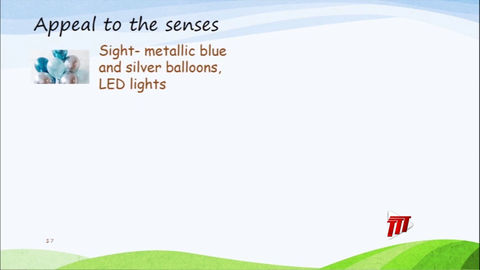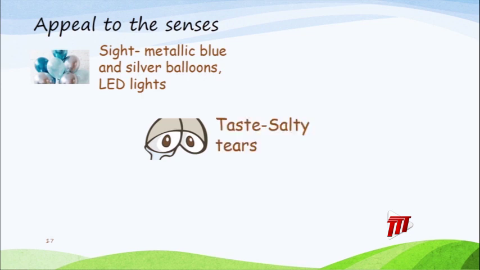The writer spoke of silver and metallic blue balloons and LED lights that were strung along the backyard. He also appealed to the sense of taste when he spoke of the salty tears. Normally, this would not appeal to the sense of taste, but because of the way it's used in the story, "a river of salty tears streamed down my cheeks," one could well imagine the tears going into the character's mouth so that they would be able to taste the tears, which were salty.